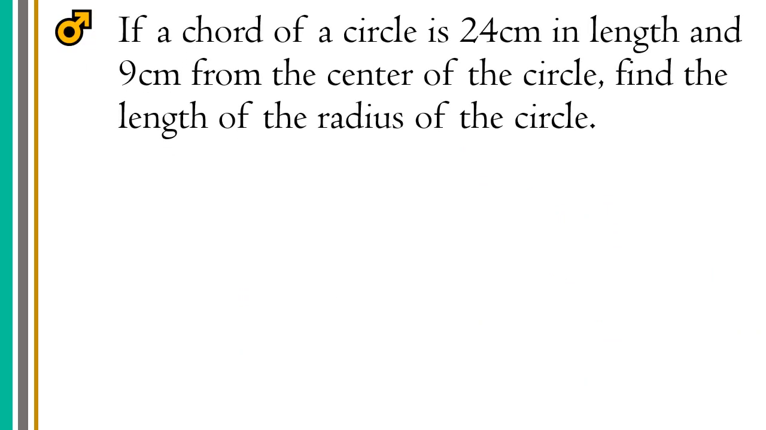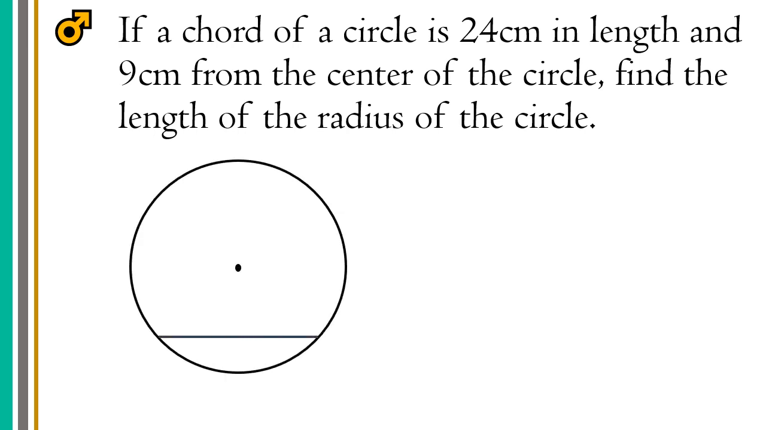For our last problem exercise: if a chord of a circle is 24 centimeters in length and 9 centimeters from the center of the circle, find the length of the radius. So we are supposed to have our illustration again so that we can easily interpret and analyze the given problem. Let us label the chord first: 24 centimeters in length. We have here a segment perpendicular to our given chord. I must name it first so that it would be easier for us. So let's say it's letter A again.